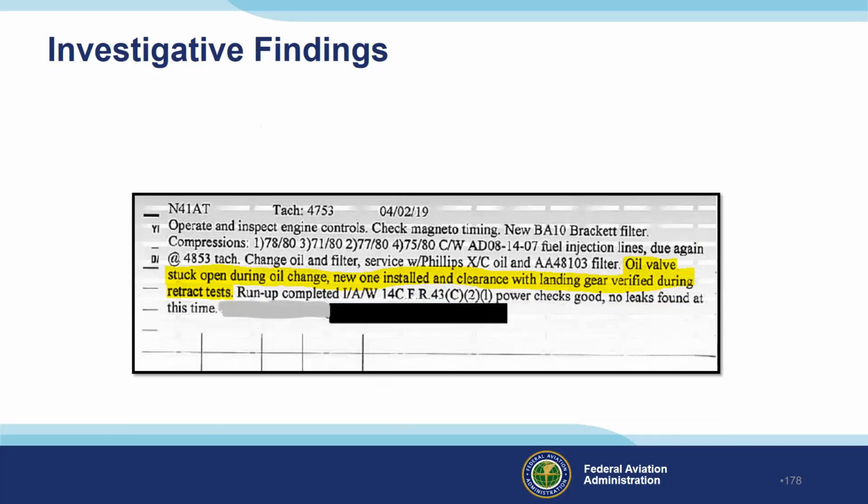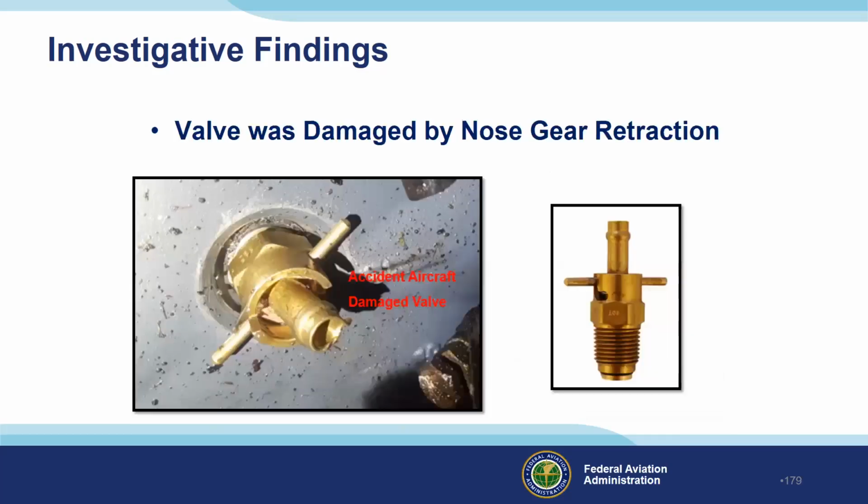Well, sometimes air loads are different than on a retraction test. So it was okay when he retracted it on the ground. But in flight, this is what happened. The nose gear contacted the drain and broke it. The oil drained out.